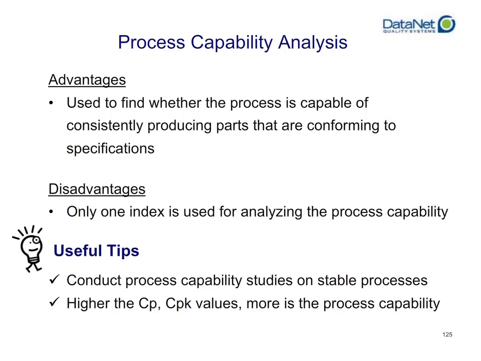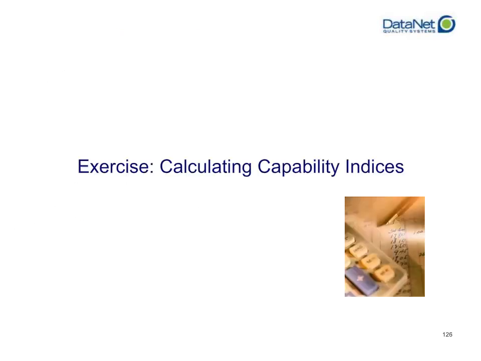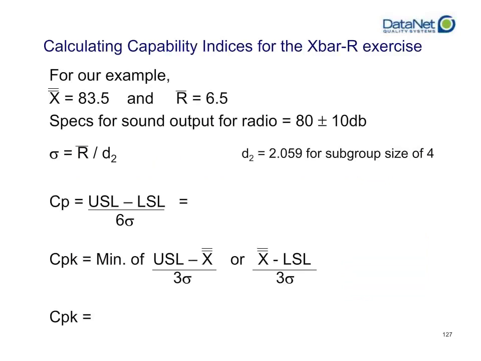In general, the higher the CP and CPK values, the more capable your process actually is. So we actually have an exercise for you to calculate your capability indices that pretty closely follows the example that we did earlier. This time we're going back to our radio example, the sound output for radios, 80 decibels plus or minus 10 decibels. The capability indices for this we're going to calculate.